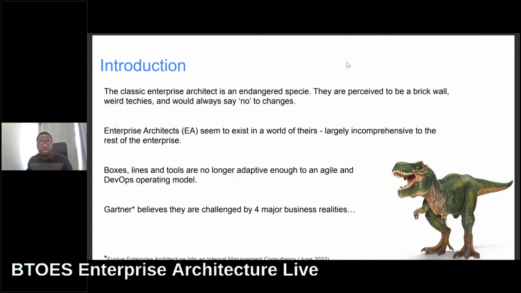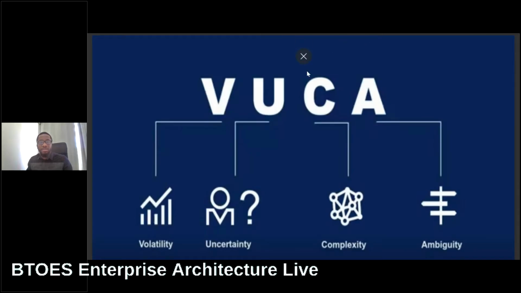So there are two things that could happen: we either evolve or we go extinct. Because we don't really want to go extinct, we need to look at why things are changing and what we need to do. Gartner gave us a little bit of an idea why the business landscape keeps changing. This is owing to four major pillars that I call VUCA, and this is what the business actually looks like today.